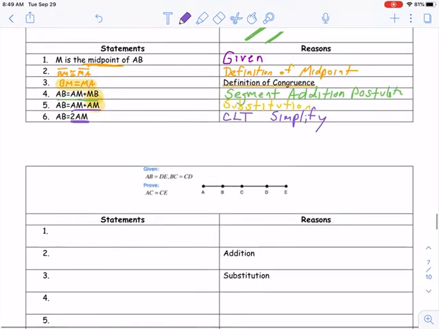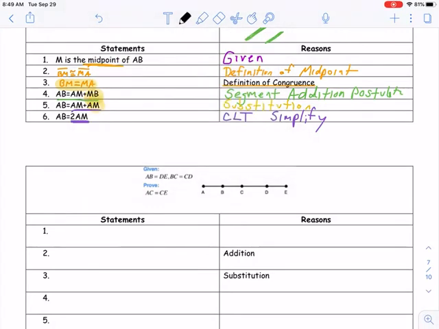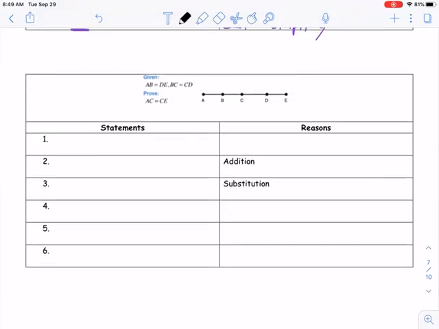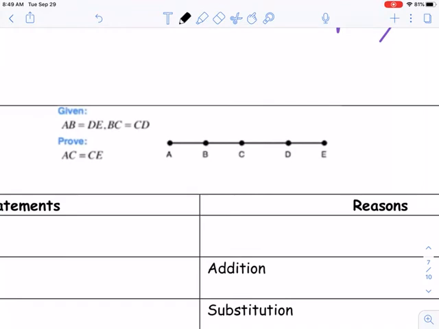This next one right here, ooh, A, B, C, D, E. This segment they give us is about half the alphabet long. So again, there's 6 statements, 6 reasons. They gave us 2 of them, but as we start to fill this in, we're going to realize it's not too scary. Alright, first let's label our picture.